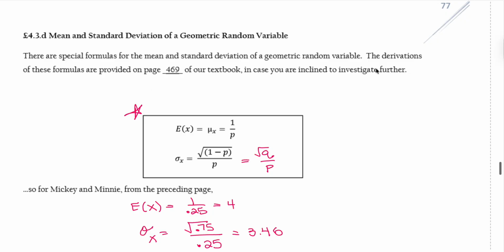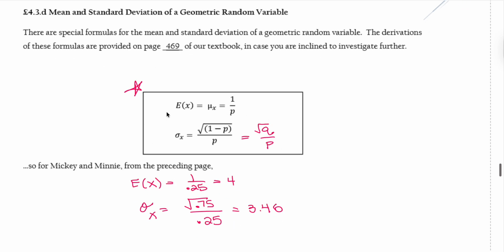So this is the formula that we cared about. The expected value of x is equal to mu sub x, also equal to 1 over p. Standard deviation of x is equal to the square root of 1 minus p, over p. Remember, 1 minus p is also q, so it can also be written as the square root of q over p.